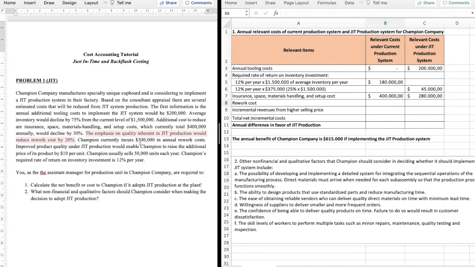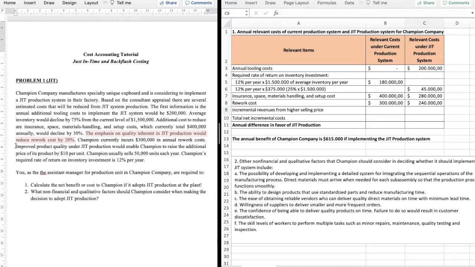And next is about the rework costs. The emphasis on quality inherent in JIT production would reduce rework costs by 20%, and Champion currently incurs 300,000 in annual rework costs. So we can fill this table with 300,000 since it is the current cost of the rework. And by reducing the rework costs by 20%, it means that the cost is only 80% of the current cost, and it results in 240,000.